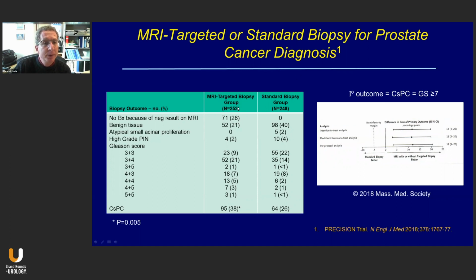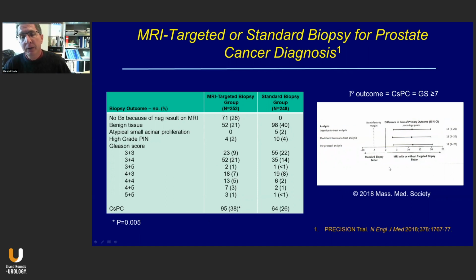And you can see that about 28% of this group had a negative result on MRI, therefore there wasn't a targeted biopsy per se. But despite that, clinically significant prostate cancer, which was defined as Gleason 7 or above, was found in 38% of the MRI targeted biopsy group versus only 26% of the standard biopsy group, and this was significant. And you can see the stratification of grades here. The MRI targeted group tended to have higher Gleason scores than did the standard biopsy group.